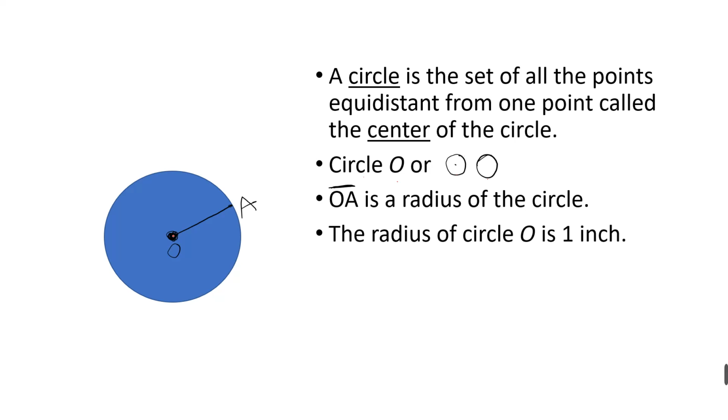I have drawn a line segment OA, and line segment OA we call a radius of the circle. For this particular problem, the radius of the circle was 1 inch. Other circles obviously have a different radius.